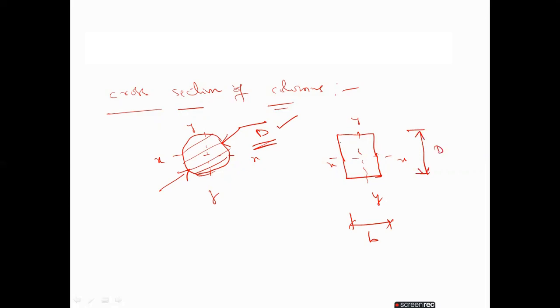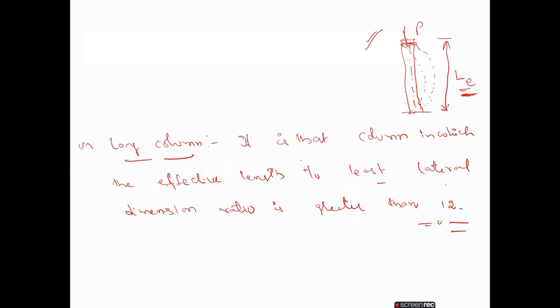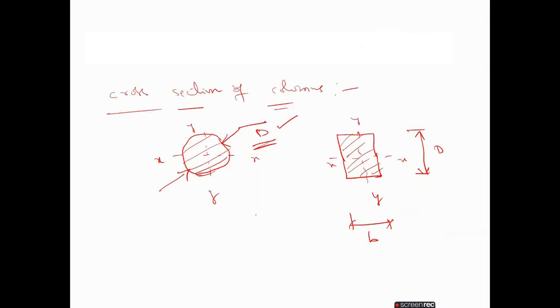Okay, so now I have taken both sections, the cross section of the circular column and also the longitudinal column. Whenever you observe here, what is the long column defining? It is saying the ratio of effective length to the least lateral dimension. Effective length is LE, but the least lateral dimension in the circular column is the diameter, which is the only dimension. That's why when LE by D is greater than 12, we call it a long column.